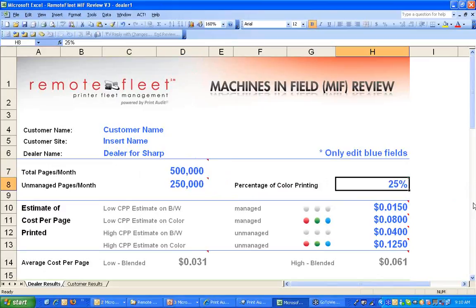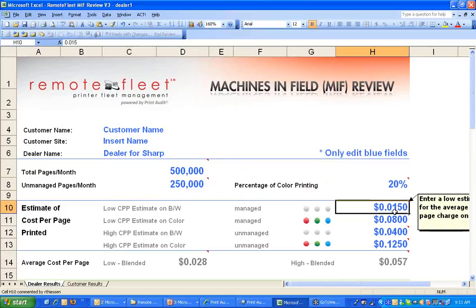We also have a number for color printing here, and you can adjust this to any value you want to based on the customer's own trends and what you've observed in that environment. Once you've got those basic numbers up top, we then look at the cost structure associated with each page printed in the environment.